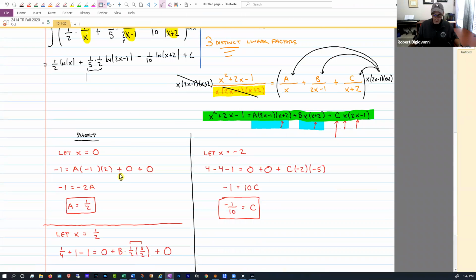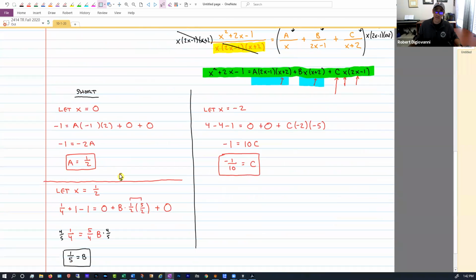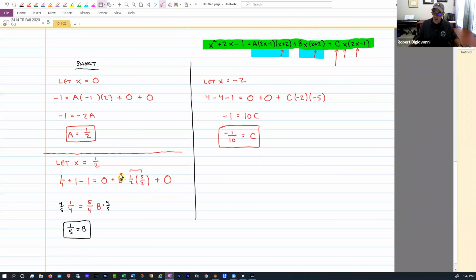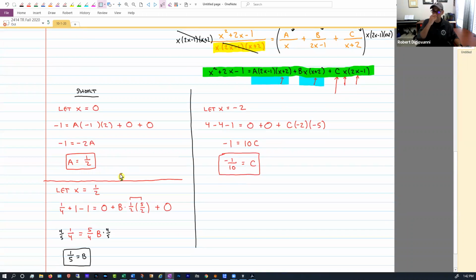All right. So that's the short method. And like I said, the short method doesn't always work. For this problem, it does. Let me explain why it works here.